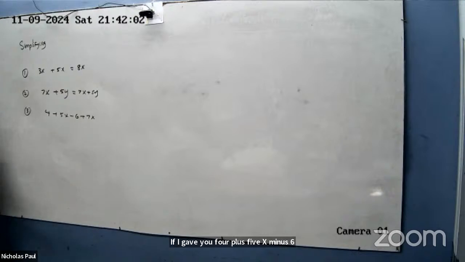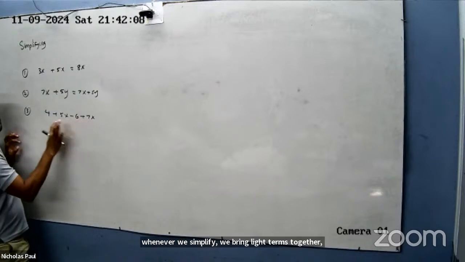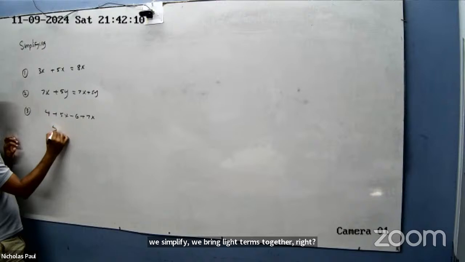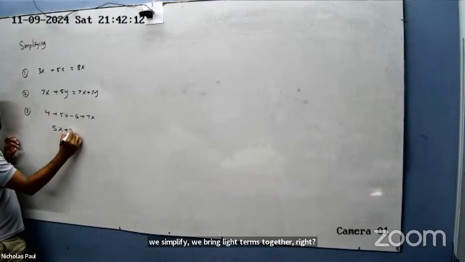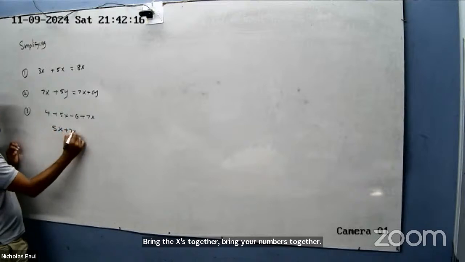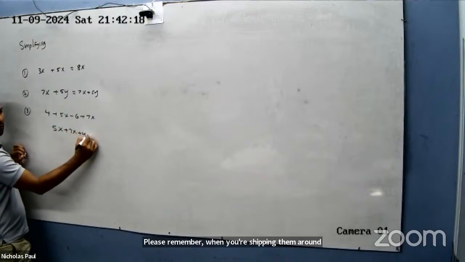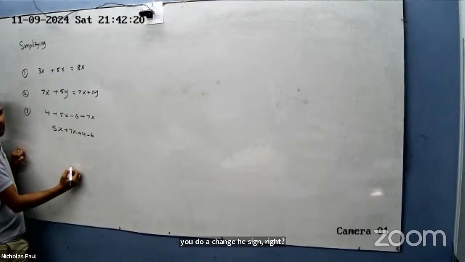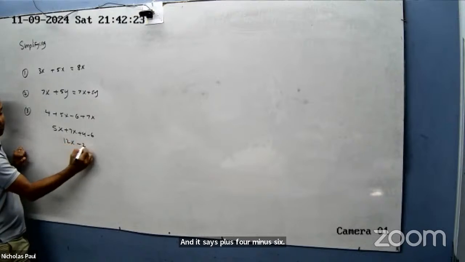Whenever we simplify, we bring like terms together, right? Bring the x's together, bring the numbers together. Please remember, when you're shifting them around, you do change the sign, right? So this is plus 4 minus 6, right? So this will give you a 12x minus 2.